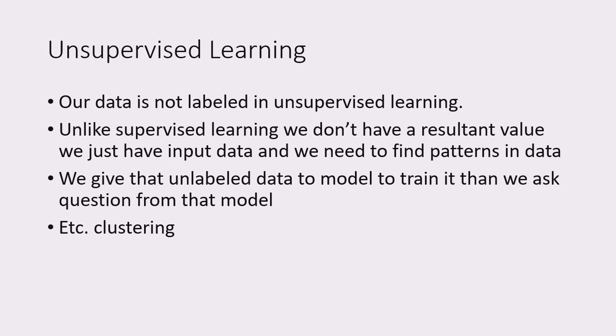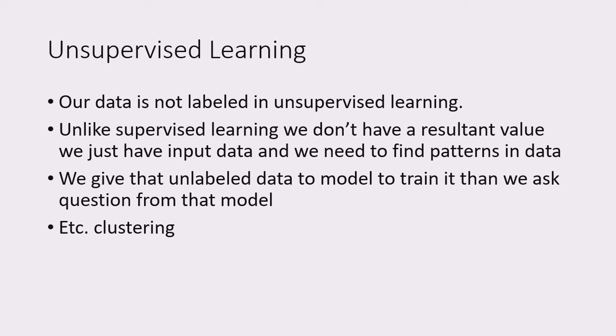The second type of machine learning is unsupervised machine learning. Our data is not labeled in unsupervised machine learning. Unlike supervised learning, we don't have a resultant value. We just give input data and we need to find patterns in that data. We give that unlabeled data to the model to train it, then we ask questions from the model.